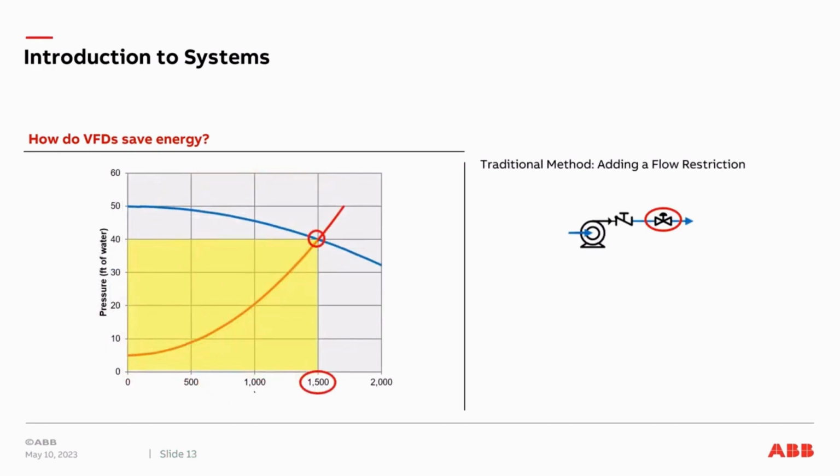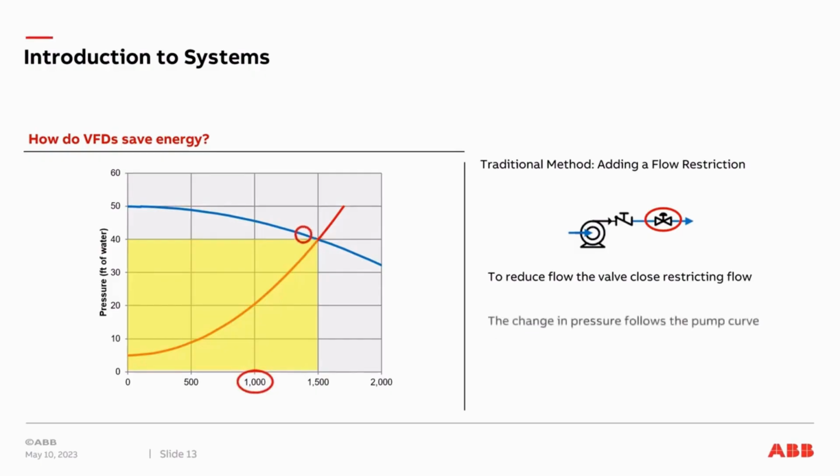Now, the traditional method is adding a flow restriction valve. What we see here is a pump, and there's a flow restriction valve. Let's say we want to change our flow from 1,500 down to 1,000. So to reduce the flow, we close the valve restricting the flow. This restricts the flow from 1,500 gallons per minute down to 1,000 gallons per minute.